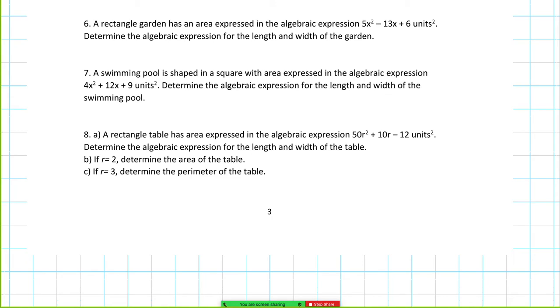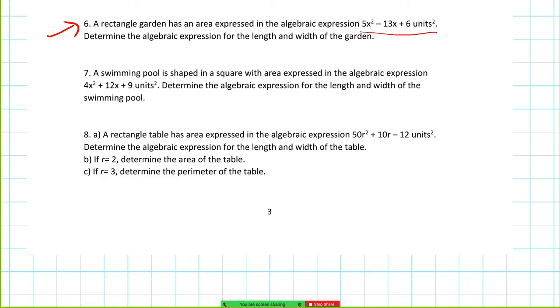Some problem solving with factoring here. So what we'll do is we'll read through this one, pick out what's important, and see if we can figure out what this question is asking us. A rectangular garden has an area expressed as an algebraic expression. Very odd way to express something. Determine the algebraic expression for the length and width of the garden.